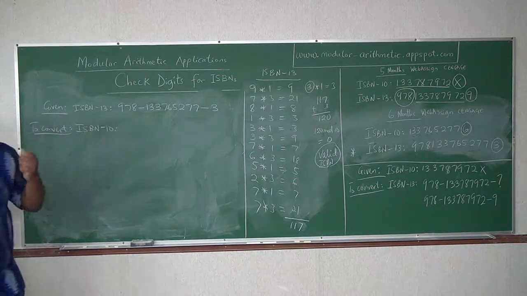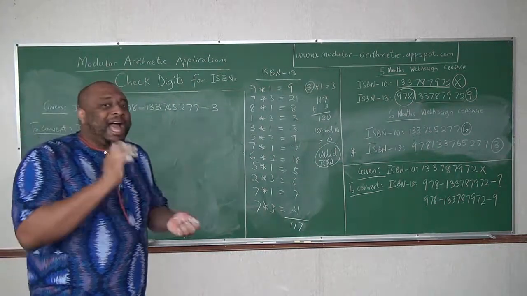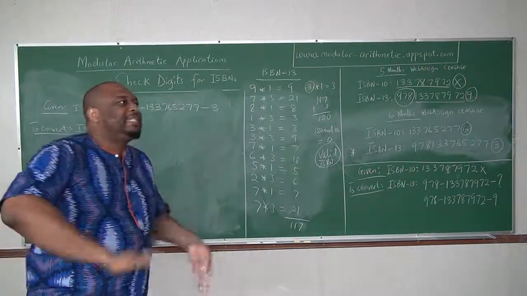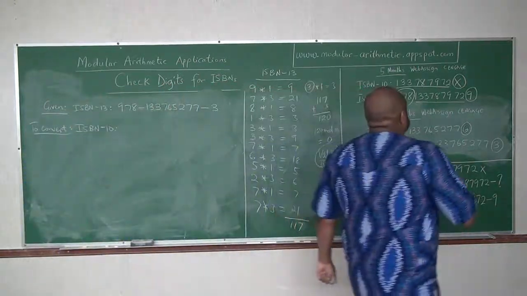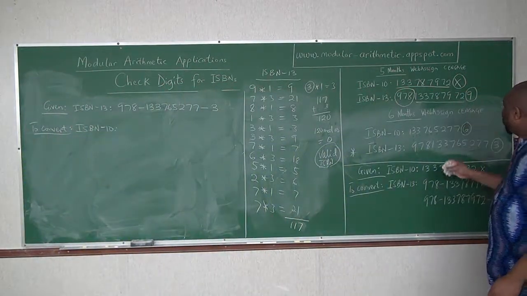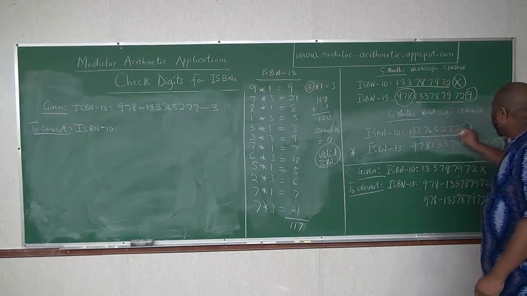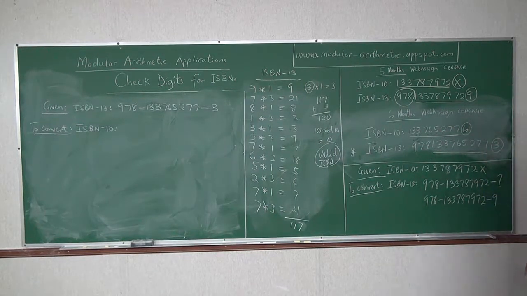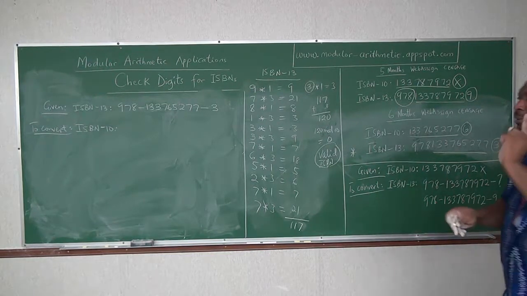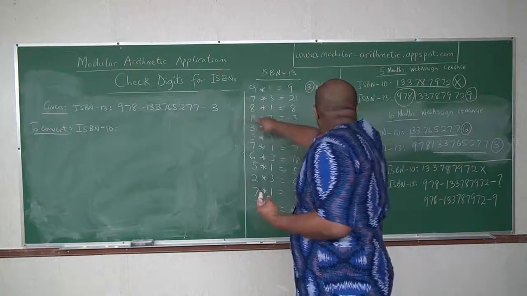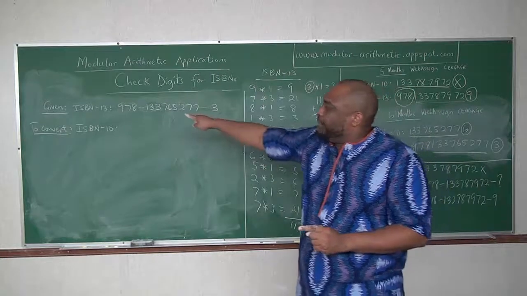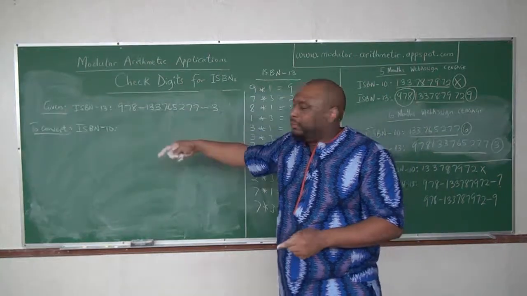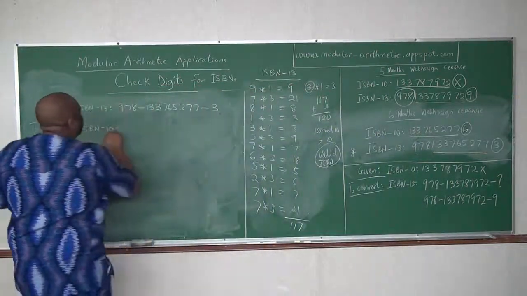Okay, you remove the check digit. They are not the same modulo. ISBN-10 is mod 11. ISBN-13 is mod 10. So you remove the check digit. You remove it, and as you can see, this here is the same thing as this here. First of all, you remove the check digit, that 3. Then you also remove the 978.